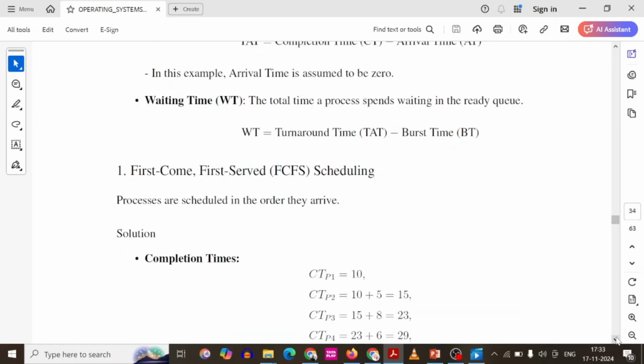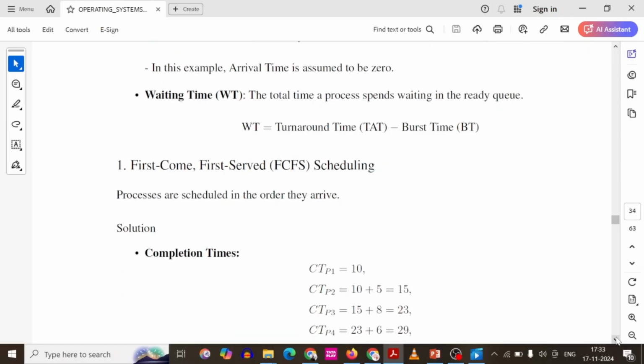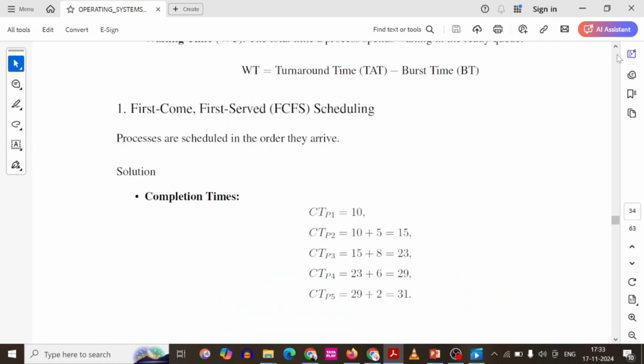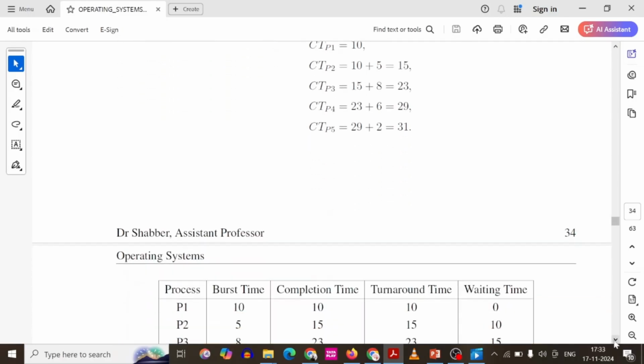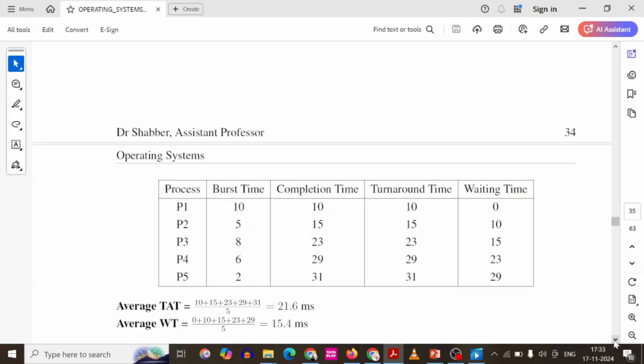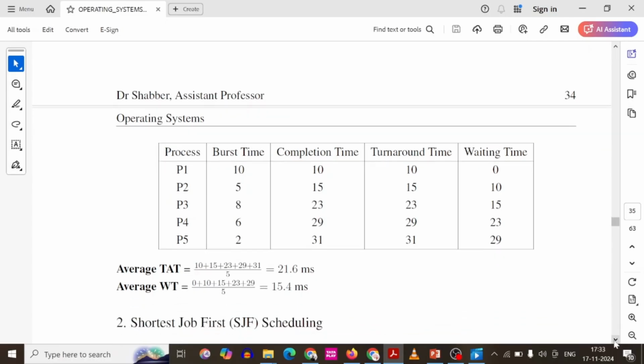Initially we will compute the completion times of everything. Here are the 5 processes' completion times: the first with 10 milliseconds, the second with 15, the third with 23, the fourth with 29, and the fifth with 31 milliseconds. These are the completion times, and we keep them here along with the burst times.